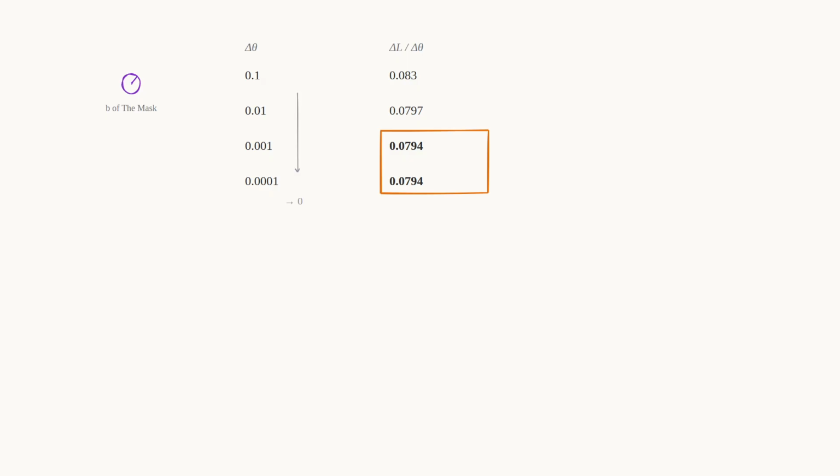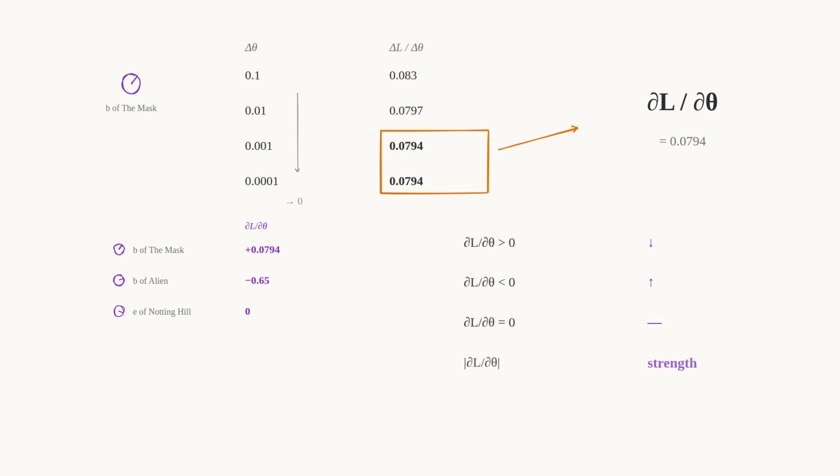As the wiggles shrink, the ratio stops changing. It settles. And that settled value is called the derivative of the loss with respect to the parameter. The notation reads dL by d theta, the change in L per unit change of the parameter theta at tiny changes. The word is new, the content is not. The derivative is exactly what we were measuring by wiggling, just carried to the limit of care. And it reads exactly the same way. Derivative positive. Increasing the parameter increases the loss. Turn it down. Negative, turn it up. 0. The parameter has no influence here at all. And the magnitude is the strength of the influence.